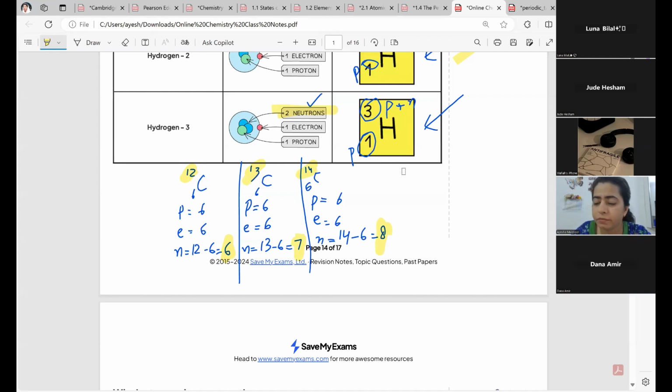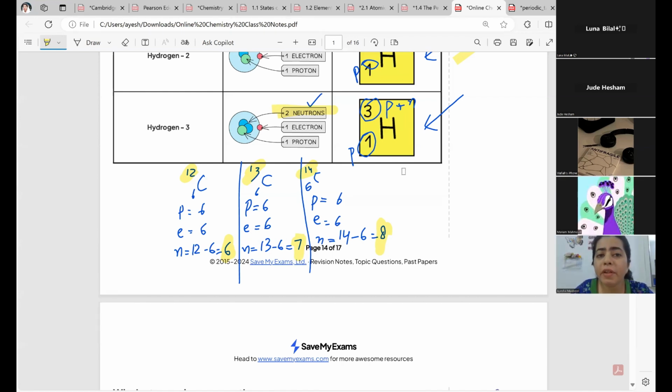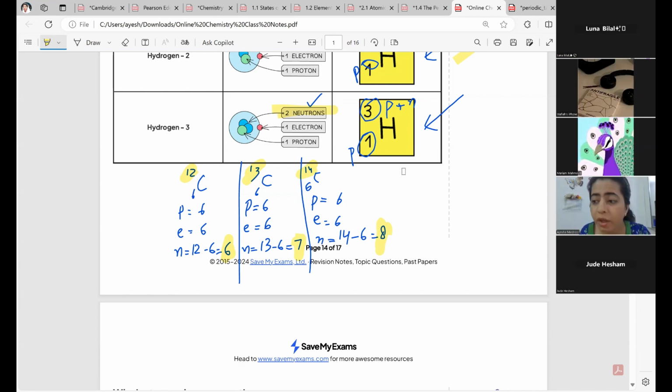Yes, miss, my question is why only the neutrons can change the number, why not the protons or the electrons? Basically, the protons and electrons have to balance the charge. Proton and electron can also be changed. We can change the electron, we can remove the electron, gain the electron, it will make the ions. Okay, we can even change the number of proton. If we change the number of proton, it will change the identity of the element.